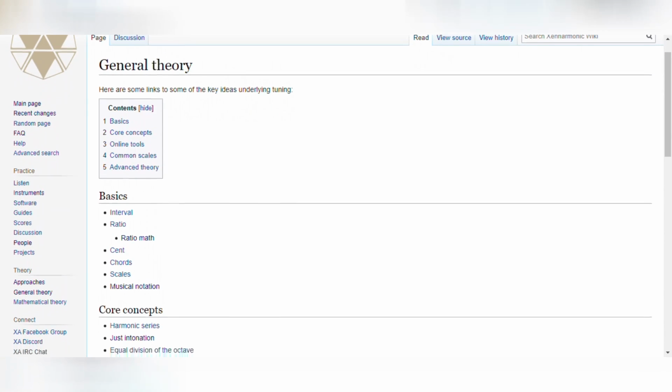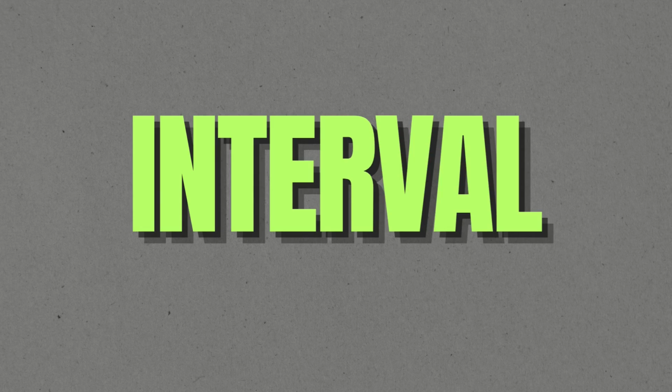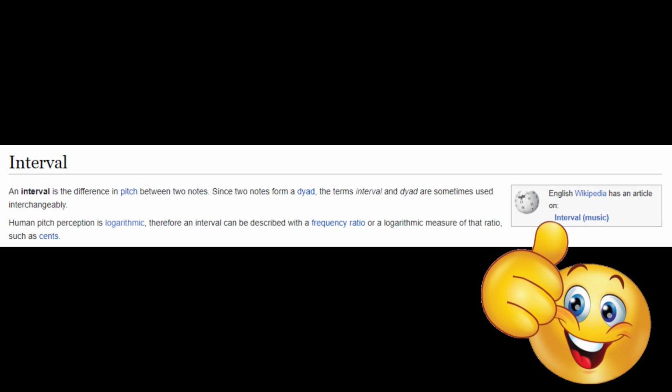Alright, second time was the charm. Welcome to interval. Things start out good, very easy to understand. An interval is the difference in pitch between two notes. Since two notes form a dyad, the terms interval and dyad are sometimes used interchangeably. Human pitch perception is logarithmic, therefore an interval can be described with a frequency ratio or a logarithmic measure of that ratio, such as cents. Alright, good stuff, making sense so far.